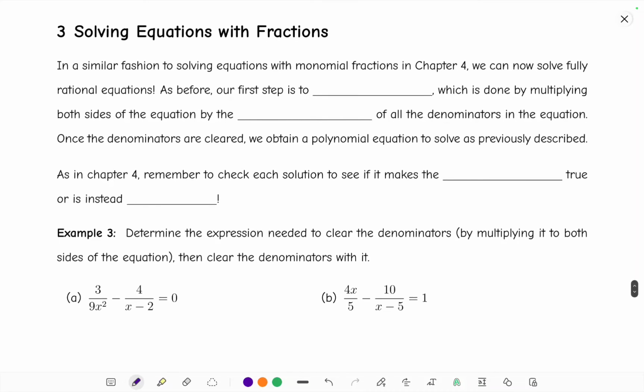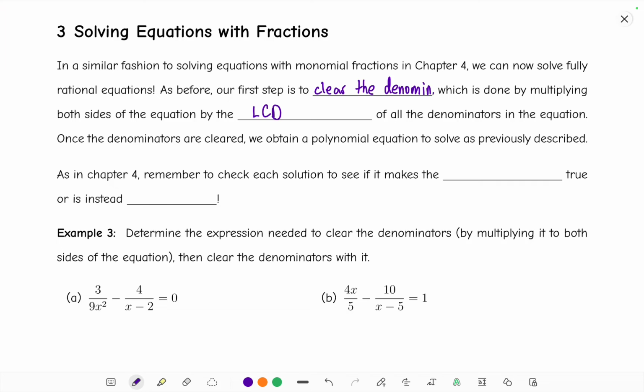Part 3, solve equations with fractions. In a similar fashion to solving equations with monomial fractions in Chapter 4, we can now solve full rational equations. As before, our first step is to clear the denominators, which is done by multiplying both sides of the equation by the least common denominator of all the denominators in the equation. Once the denominators are cleared, we obtain a polynomial equation to solve as previously described.